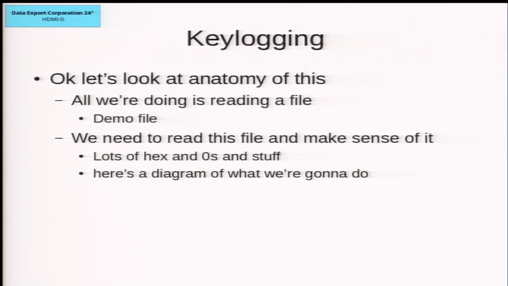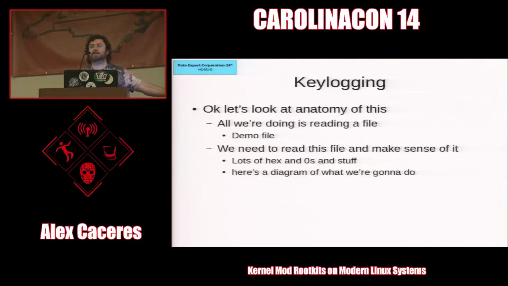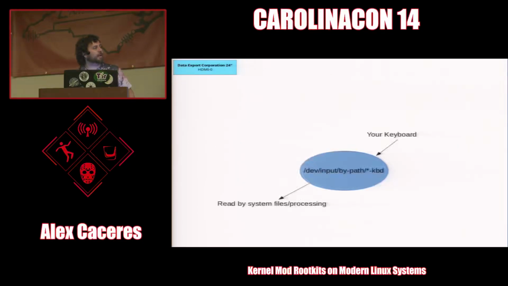All right, so what did we see right there? We saw lots of hex, lots of zeros and stuff, right? Kind of annoying. But here's a diagram of essentially what Kini Logins is going to do. So really simple diagram right here. Your keyboard is sending stuff to *-kbd, as I showed you, right? And then *-kbd is being read by the system for processing, essentially anything that requires keys, which is almost anything, unless you're using your mouse.